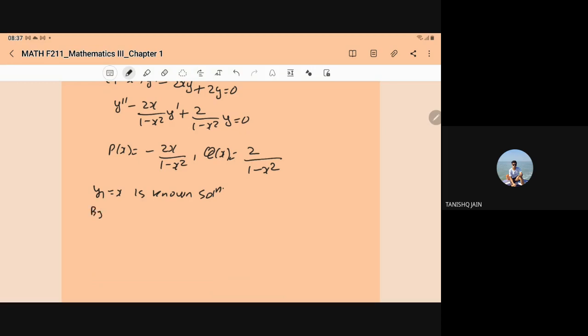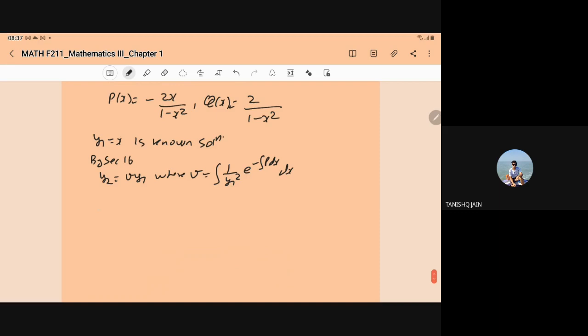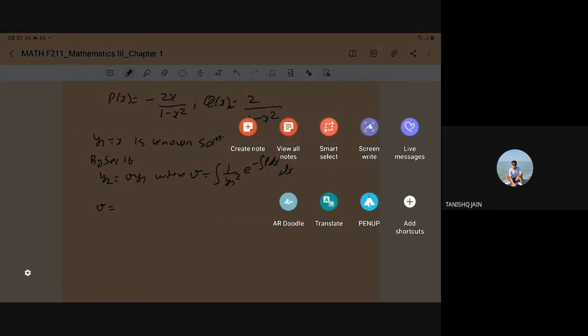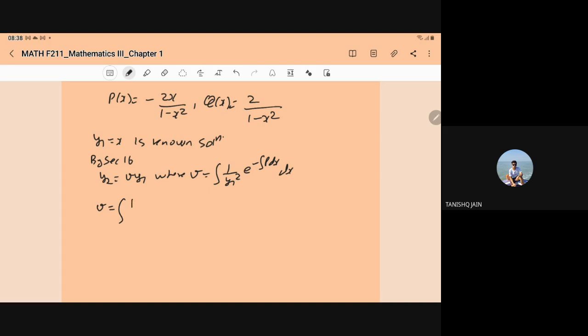So by section 16, y2 is equal to v y1, where v is what? v is the integral of 1 upon y1 square, e to power minus integral p dx, into dx. So v is equal to the integral of 1 upon y1 square, that is x square, e to power minus integral of minus 2x upon 1 minus x square dx, that is your p.